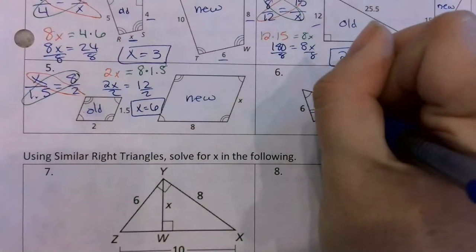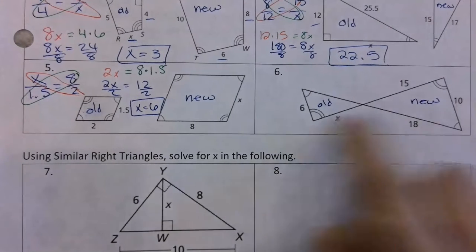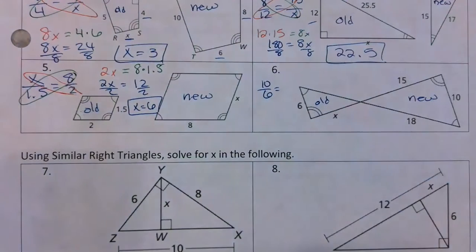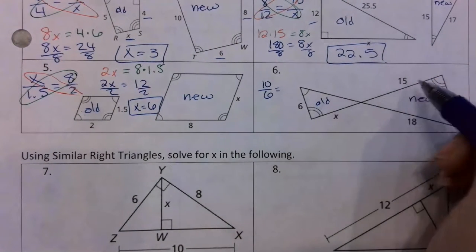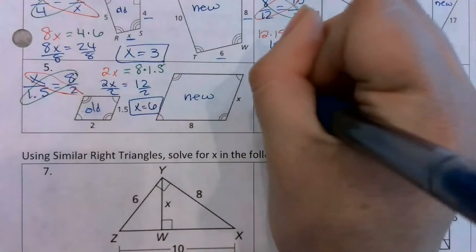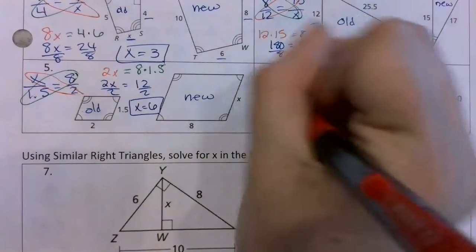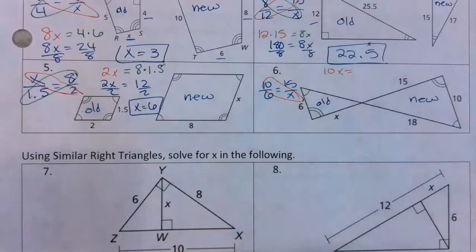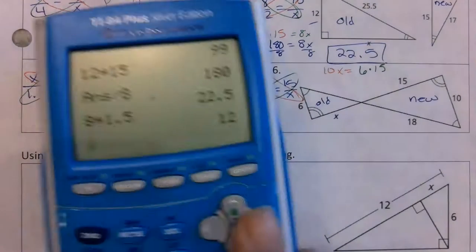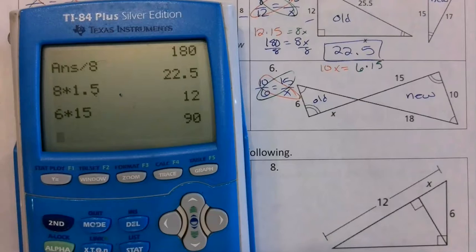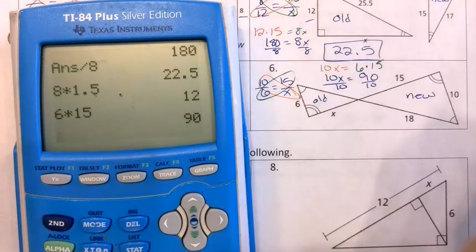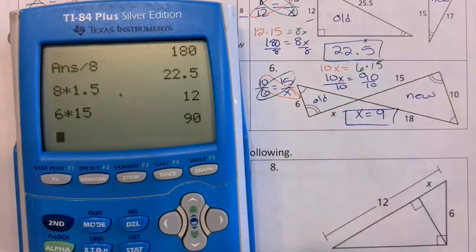Number 6, this is old, this is new. 10 and 6 go together because they're both in between the 1 and 2 angles. And then these are the same because it's between the double angle and the no angle. So I'm going to have 15 over x, go to cross multiply. I get 10x equals, I have 6 times 15. I don't know 6 times 15 off the top of my head. Okay, my calculator says it equals 90. I divide both sides by 10, and I get x equals 9.